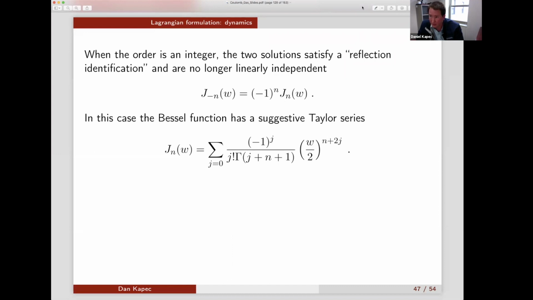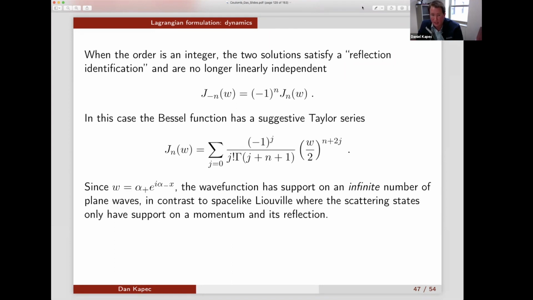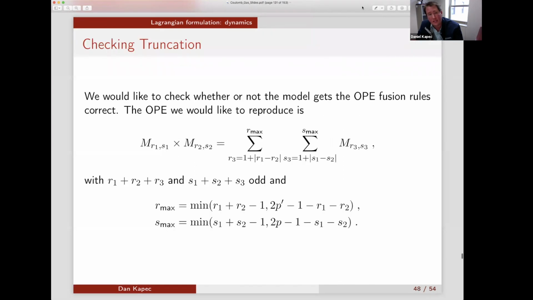And for those particular values, these Bessel functions satisfy what you might call a reflection identification. And they're also entire functions with a Taylor series in W, but since W was basically a plane wave, these eigenfunctions look like they have support on an infinite number of plane waves, which is much different than the case in space-like Liouville. Okay, so the last piece, and I'll be brief.